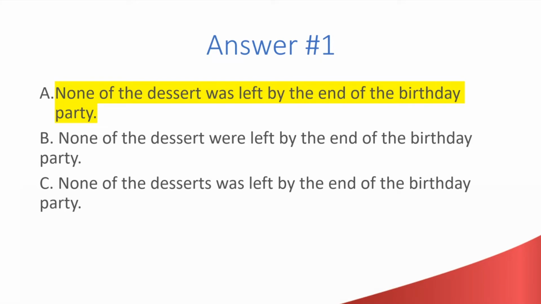The answer is A. None of the dessert was left by the end of the birthday party. See, the subject is dessert, which is singular. So was is a singular verb. So you have your subject verb agreement. Whereas B, none of the desserts were. Well, dessert is singular, were is plural. So you don't have a subject verb agreement going on there.